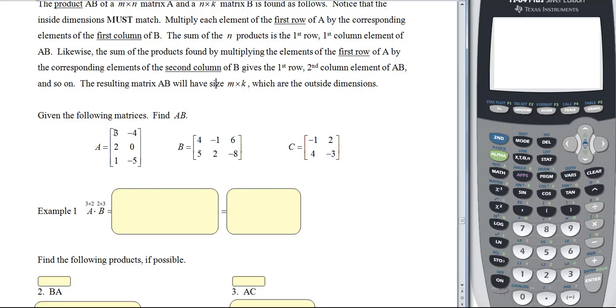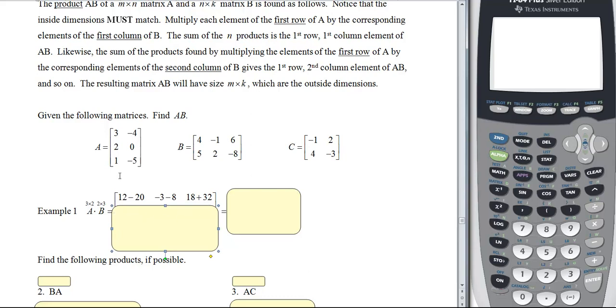So if I multiply, remember row times column, so I'm going to do first row times first column. 3 times 4 gives me 12. Negative 4 times 5 gives me negative 20. Now I'm going to have to move this down so you'll see all the multiplication. So you just multiply 3 times 4, negative 4 times 5. First row, second column: 3 times negative 1 gives me negative 3. Negative 4 times 2 gives me negative 8. 3 times 6 is 18. Negative 4 times negative 8 gives me positive 32.